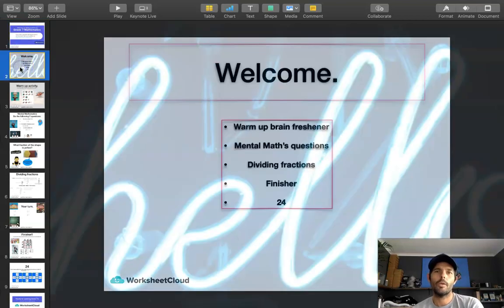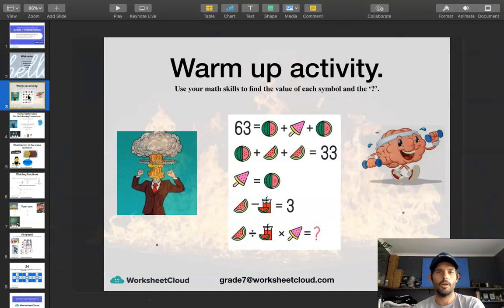Okay, so today we've got our warm-up and mental questions. The mental questions are based on work that we've previously done. We're going to look at dividing fractions today. Yesterday and the day before we looked at multiplication and addition, so the fraction theme has been going for a few days now and we're getting towards the end. Then I've got a finisher and the game 24 for you to play today. Okay, so your warm-up activity is as follows.